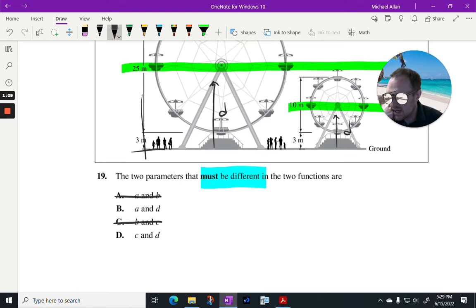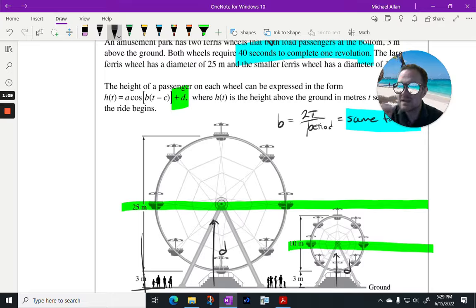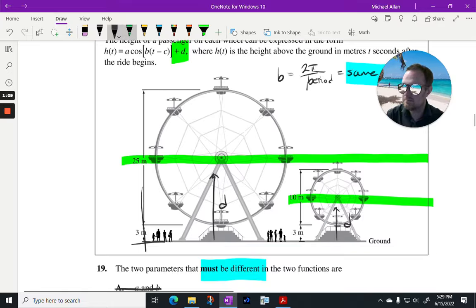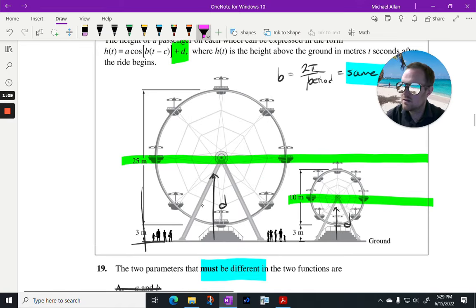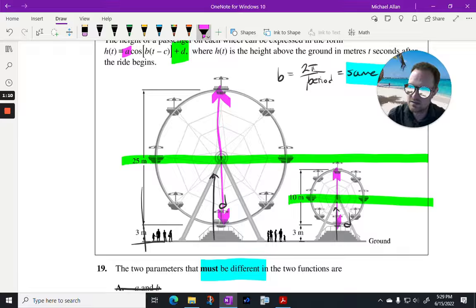Now, my only thing now is to figure out is it the A or the C? So let's look at the A. Now remember, A is the amplitude. So it's measured from the midline to the max, midline to the min. My amplitude is going to be, let me just highlight this in a different color here, this distance here, right? That distance there versus this distance. So this purple line, those are my A's, right? They have to be different because they're different sizes.